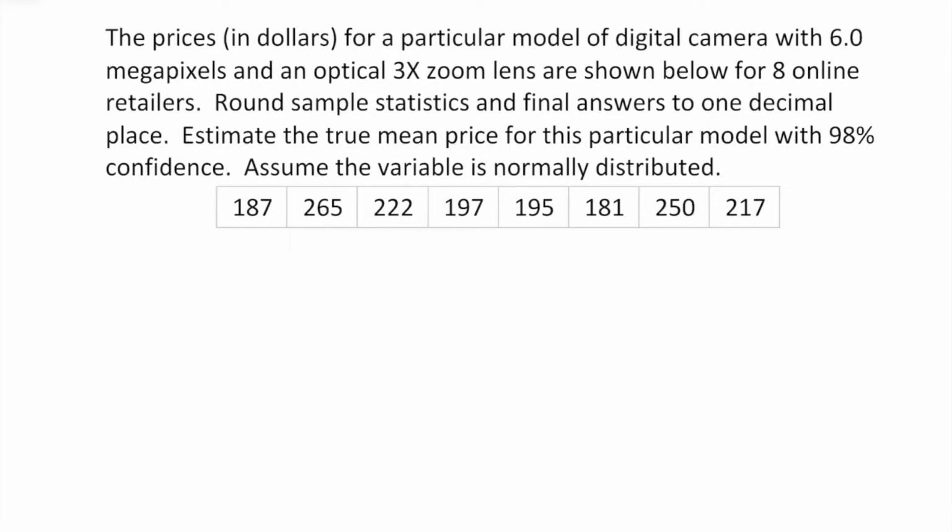So we've got the different observations there, 187, 265, and so on up to 217. Those are the different prices. What we're being asked to do is estimate the true mean price with 98% confidence. So the first thing we need to do is see what our sample statistics are for this data set of 8 observations. So we're going to go over to our calculator and do that first.